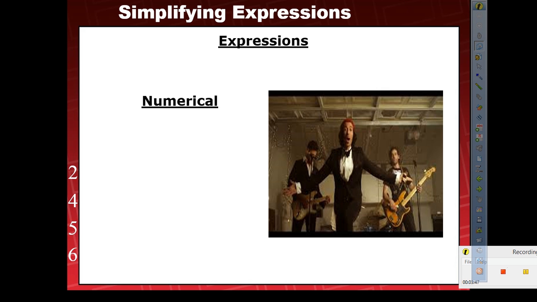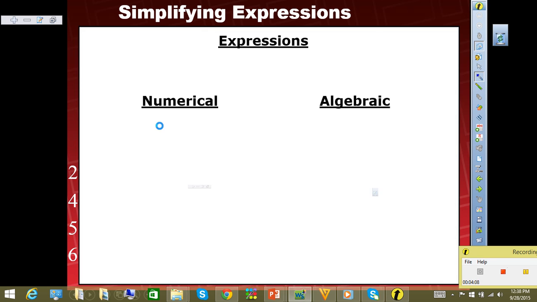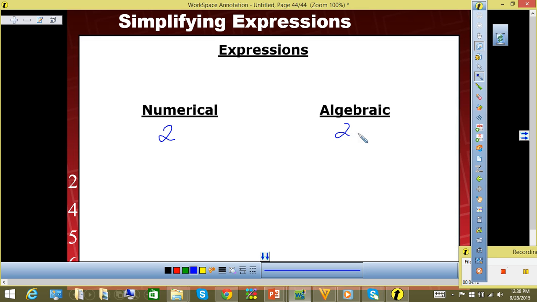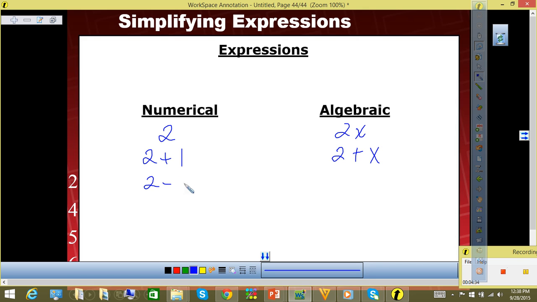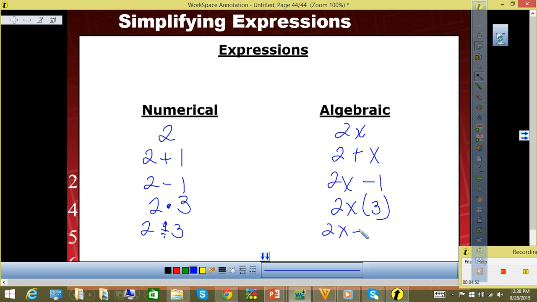Some examples I can give you: let's say they gave you the number 2, but as soon as you add a variable, 2x, it becomes algebraic. When you add operations such as 2 plus 1, how can we make it algebraic? 2x plus 1 or 2 plus x, something like that. As soon as you add a variable into the expression, it becomes algebraic. How about 2 minus 1? 2x minus 1. How about 2 times 3? 2x times 3. How about 2 divided by 3? 2x divided by 3x, or y, whatever the case.